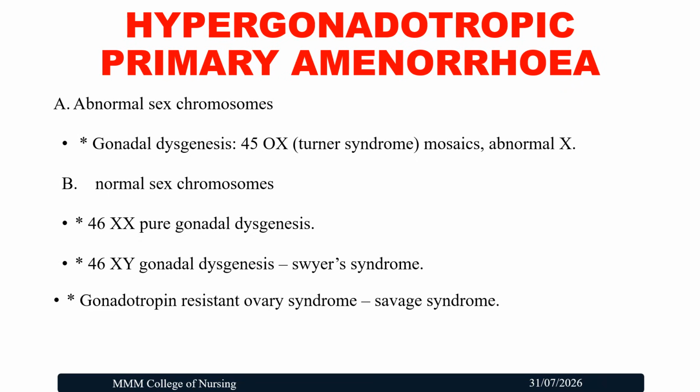It includes abnormal sex chromosomes, that is gonadal dysgenesis, 45 X Turner syndrome, mosaics, and abnormal X. Second type is normal sex chromosomes, that is 46 XX pure gonadal dysgenesis, 46 XY gonadal dysgenesis, which you can call Swyer syndrome. Then the third one is gonadotropin resistant ovary syndrome, Savage syndrome.